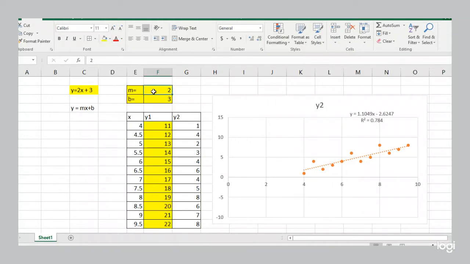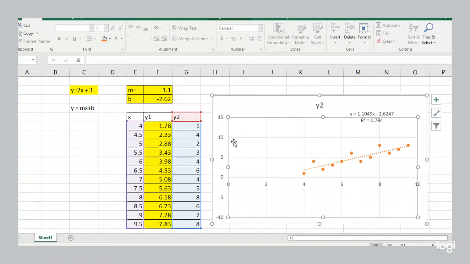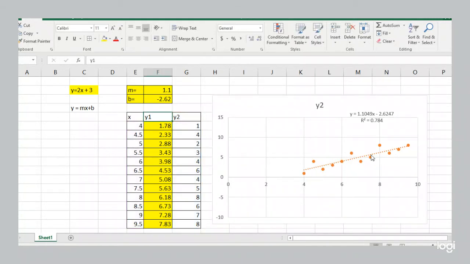Okay, it has a slope of approximately 1.1, and it has a y-intercept of approximately negative 2.62. Right? And we can graph this line. If we were to graph it, it would be this orange dotted line right here. If you were to continue it to touching the y-axis, it would touch that y-axis at approximately negative 2.62. Okay, and you can use that to now make predictions, right?